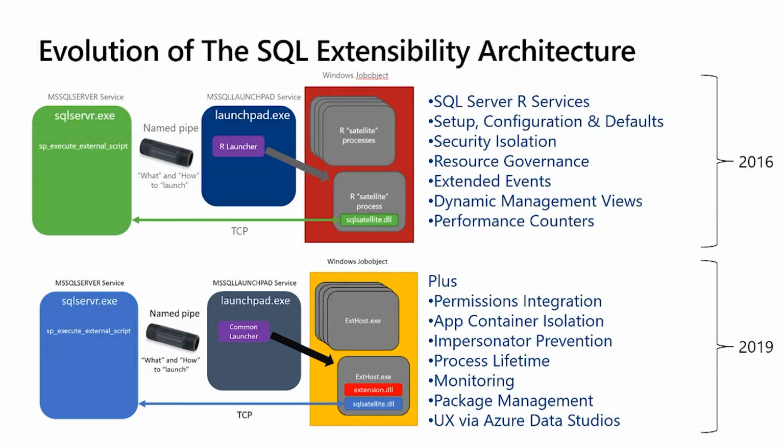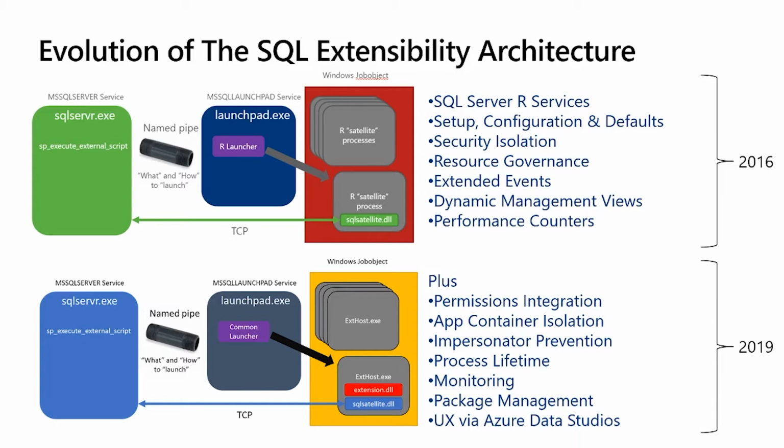So being able to create your models, score your models, train your models, and deploy your models, all within the capabilities of SQL Server. So R Services was your initial package, but it also gave you the capabilities that came with SQL Server itself, such as the security isolation, resource governance, and performance counters.